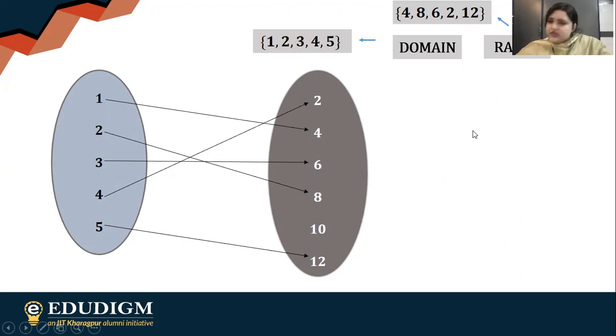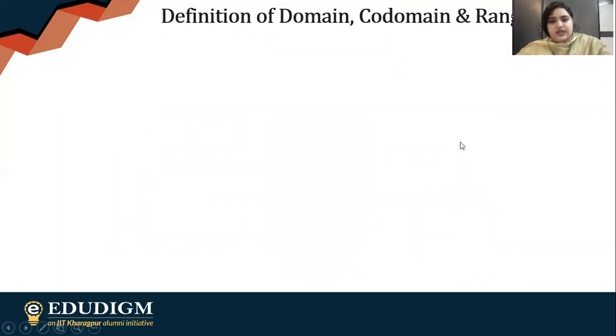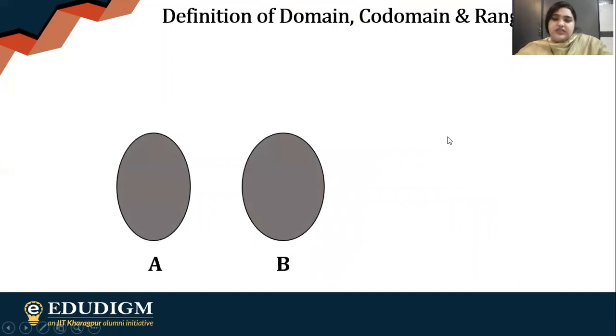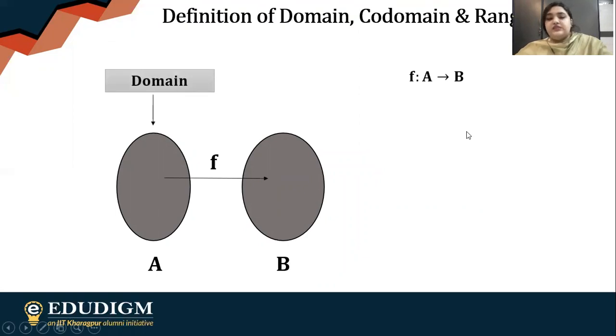Now, it might look very similar to what we have learned in relations, which it is, but since a function is a special type of relation, we have some more things about the domain and range of a function. So let's see what they are. Look at this one. Suppose you're considering any function f from A to B. Basically the first set is the domain and the second set is called the codomain.